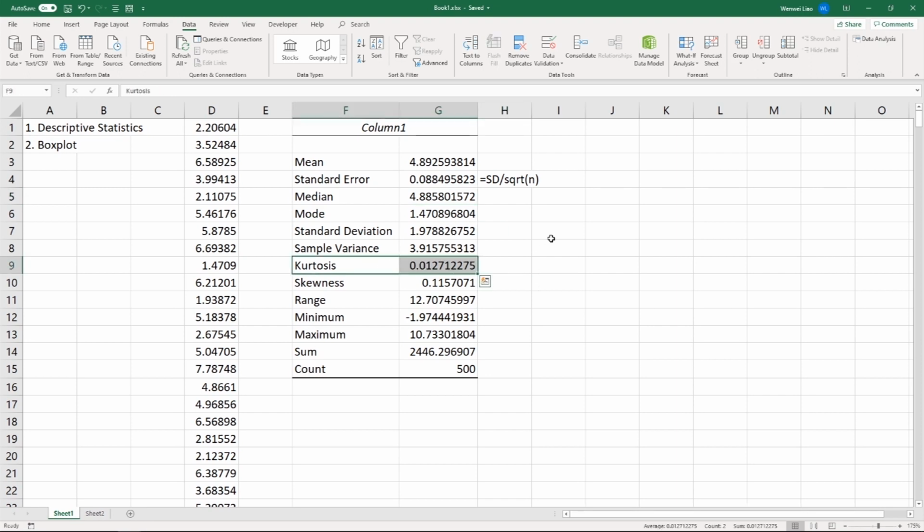Kurtosis here is not required in our unit, so if you want to know more about it, you can Google it.